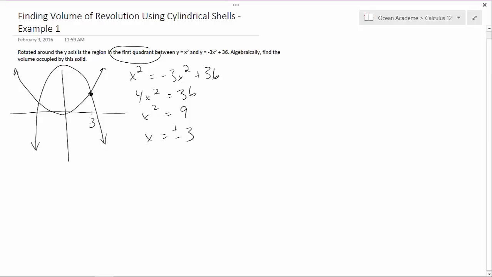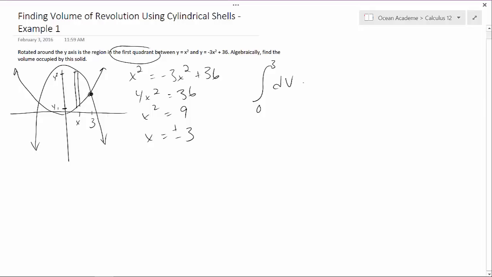Now, using cylindrical shells, we want to just use a cross section of this. So this lower limit, that would be our y1, and here this would be our y2. This value here would be our x. Now, our limits were 0 to 3, just the first quadrant.